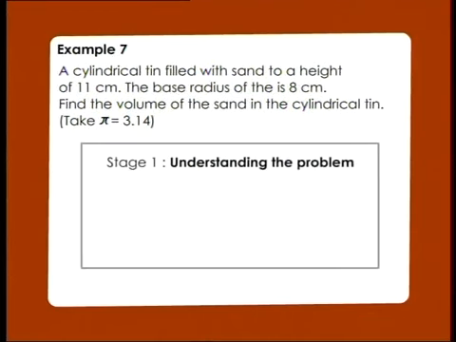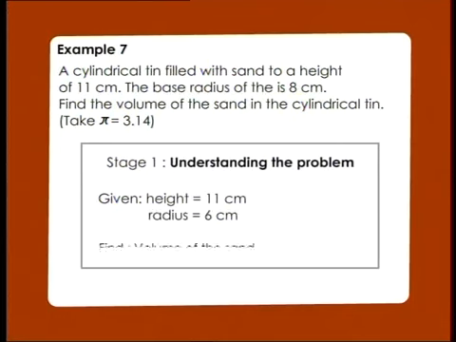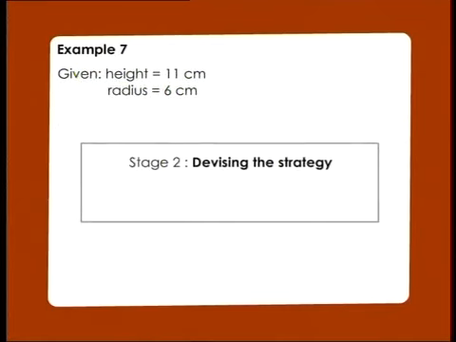Stage 1. Understanding the problem. Given height equals 11 centimeters, radius equals 8 centimeters. Find the volume of the sand. Stage 2. Devising a strategy. Use the formula V equals pi r squared h.